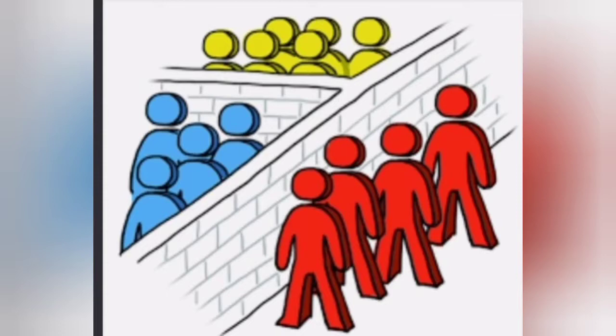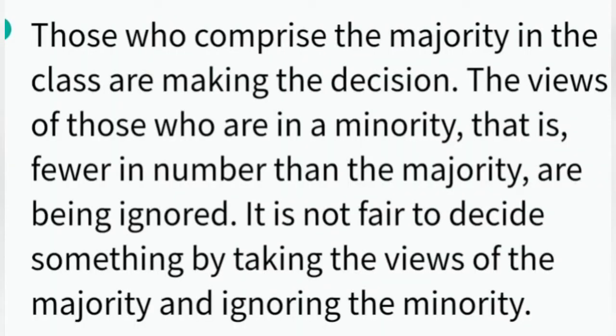Children, the question arises: who is making decisions? Whose views are being ignored? Do you think this is a fair way to make a decision? Why? Think. So the general explanation is those who comprise the majority in the class are making the decision. The views of those who are in a minority, that is fewer in number than the majority, are being ignored.